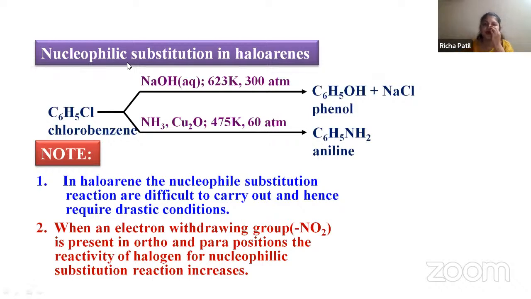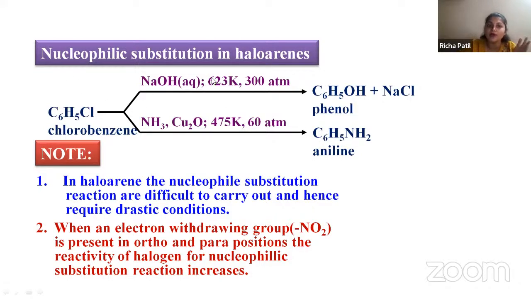So next we will see nucleophilic substitution reactions in haloarenes. Nucleophilic substitution reactions in haloarenes are rare. Why? Because benzene is highly electron rich in nature, and the nucleophiles, if you want to react them on haloarenes, are also electron rich. So whenever you have this, they will repel, and the reaction will not form.